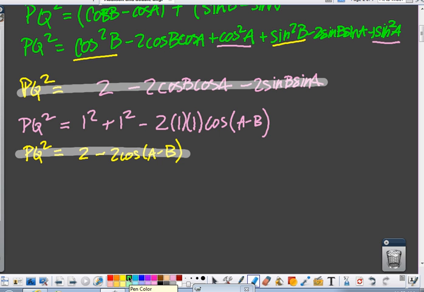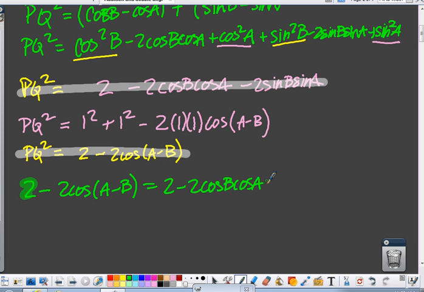Substitution. So I'm going to say 2 minus 2 times the cosine of A minus B is equal to 2 minus 2 cosine B times cosine A minus 2 sine A sine B. All right. So basically, we're going to do this little messy math here. I've got a positive 2 here and a positive 2 here. That means that I need to add them to both sides, okay? I also have a negative 2 here that I'm going to divide off of both sides.